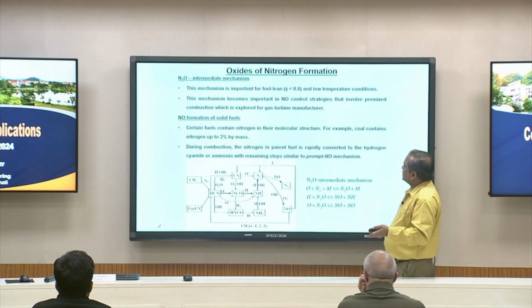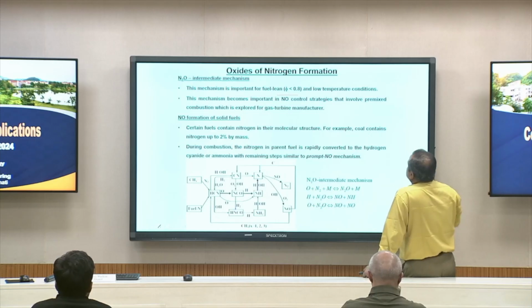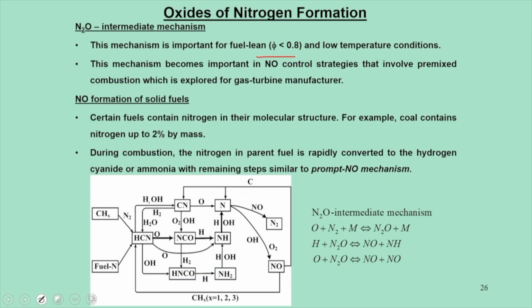And there is another point, which is mainly the use of N2O as an intermediate mechanism. In the N2O mechanism, it is important when we have a fuel lean mixture. A fuel lean mixture is typically a low temperature condition, and it is normally not seen in the IC engine environment.